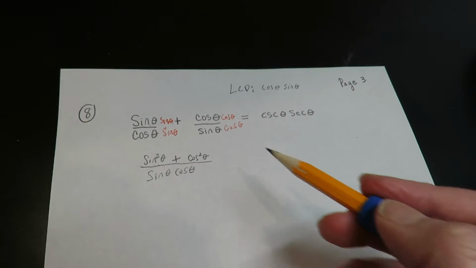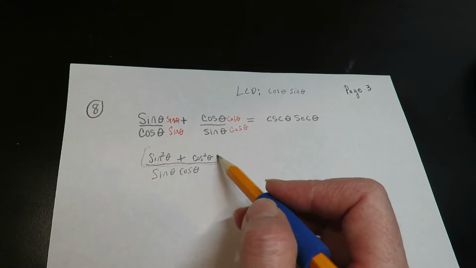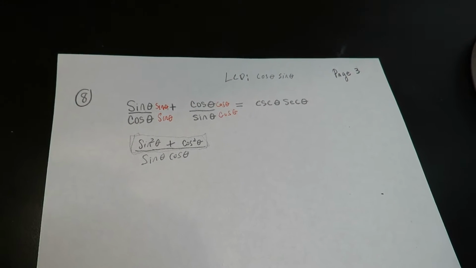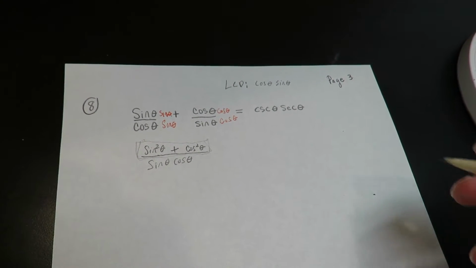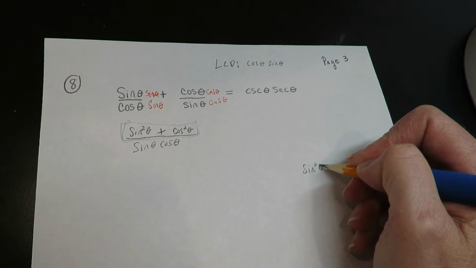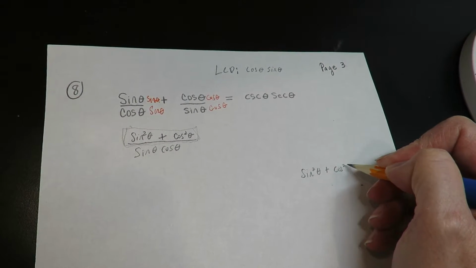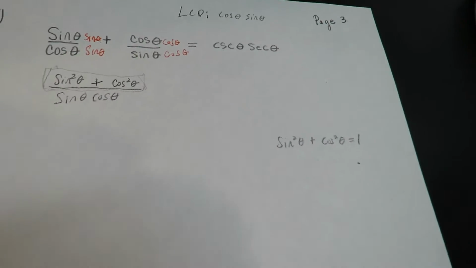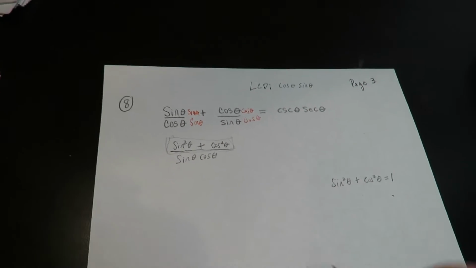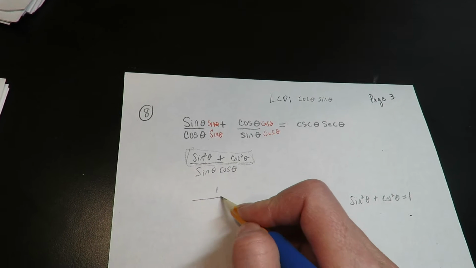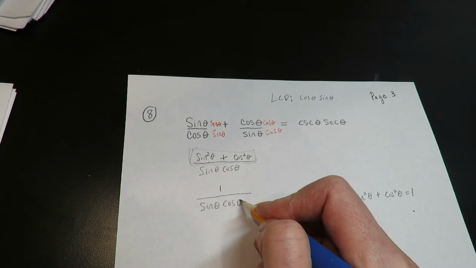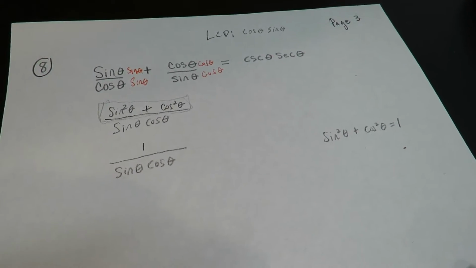Now can you think of an identity that is equal to this? If you remember, we have the Pythagorean identity. The Pythagorean identity for sine and cosine says sine squared of theta plus cosine squared of theta equals 1. That's your Pythagorean identity. There's 3 of them. So over here, we can replace this with 1, and it'll look like that.